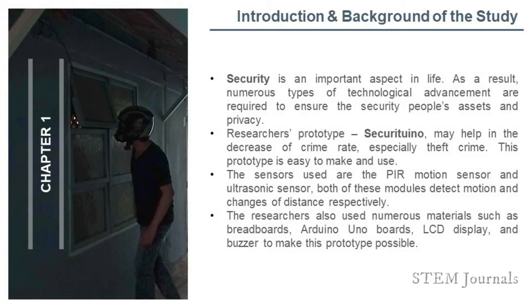We made this device to scare off burglars and to send an alarm to the owner if somebody tries to break into their property. This device can help decrease the crime rate, especially theft crime, and is customizable for everyone to ensure security. In this prototype, we use a PIR motion sensor and an ultrasonic sensor, which we programmed to detect changes in distance and to detect motion. We also used breadboards, Arduino Uno, LCD display, and the buzzer to make this prototype possible.